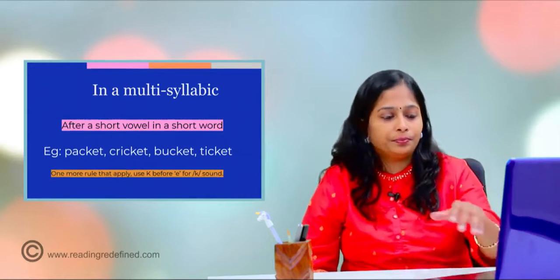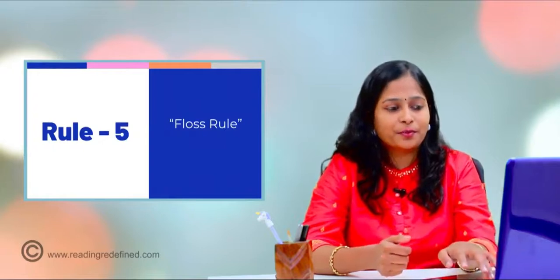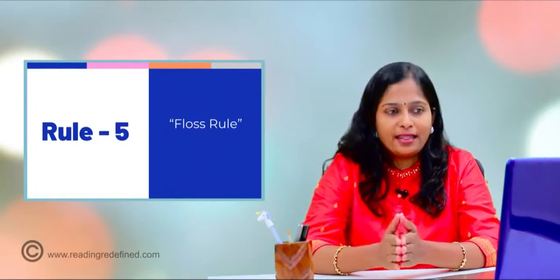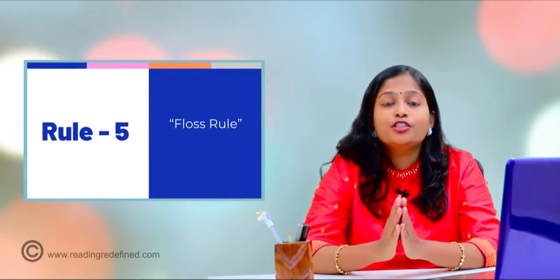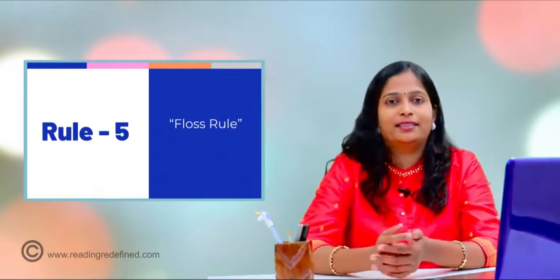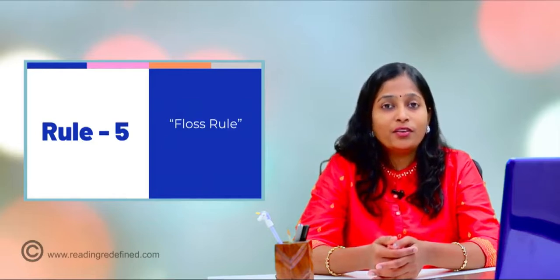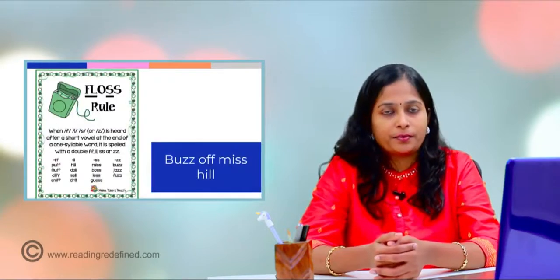all these words. Next, the rule number 5, the floss rule. So whenever we have F, L, S or Z followed by a short vowel in a short word, we will double it. We were adding CK after a short vowel in a short word, right? The same format. So if we have F, L, S or Z sound, we will be doubling it.